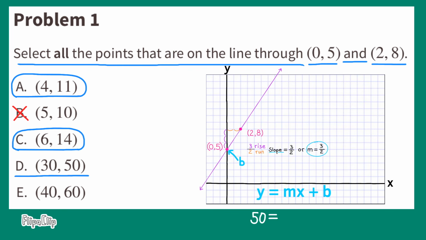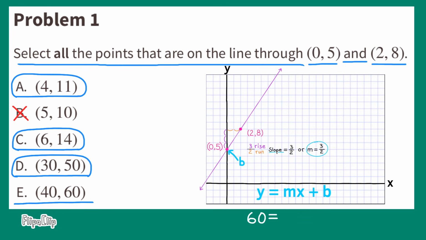D. The coordinates 30 and 50. Bring down 50 for the y value. 3 halves, or 3 over 2, for the slope, or the value for m. Bring down the x value, which is 30, or 30 over 1. And bring down the b value, which is the y-intercept, or 5. 3 times 30 equals 90. 2 times 1 equals 2. 90 divided by 2 is 45. And 45 plus 5 equals 50. Since 50 does equal 50, we know that the point for the coordinates 30 and 50 fall on the line.